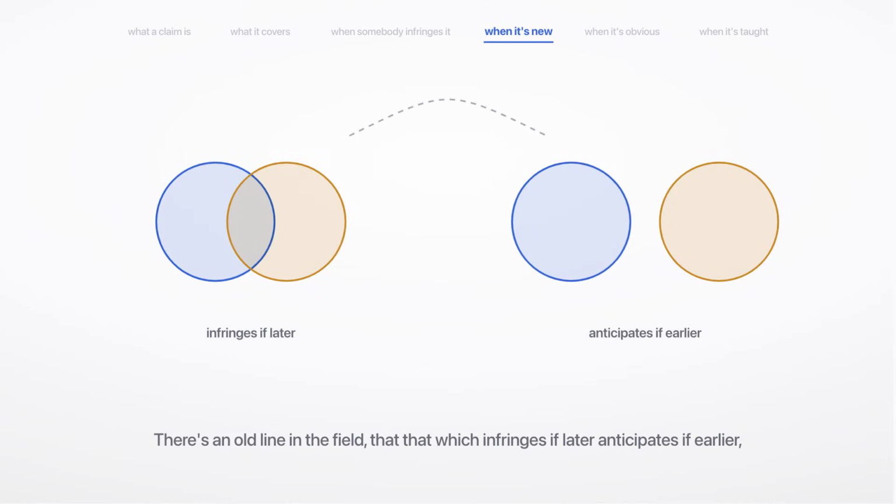There's an old line in the field, that which infringes if later anticipates if earlier, and it gets taught as a memorable saying you're supposed to keep in your back pocket. But it isn't a saying at all, it's the same picture. Read in two directions.